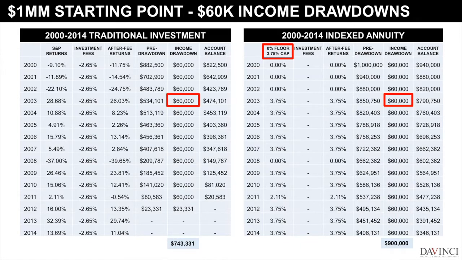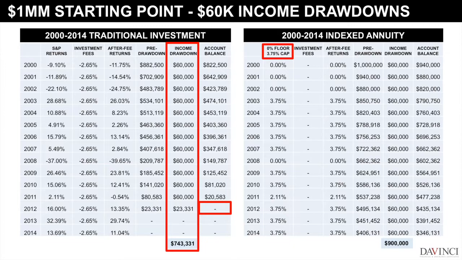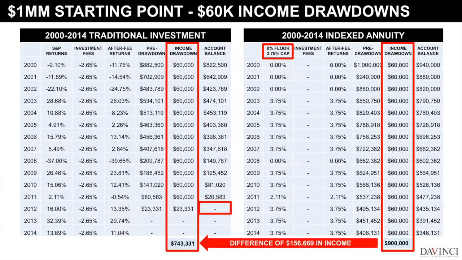Remember, we're pulling out $60,000 per year in retirement income every year in both scenarios also. So here's where your account balance ends up after that year's returns and after pulling out the $60,000 in retirement income. We see here, your account value runs out of money in year 13 in the traditional retirement account, which means the income stops too. Over the course of 15 years, the traditional retirement account only produced $743,000 of income, versus the indexed annuity, which produced $900,000 of retirement income. That's $156,000 in additional retirement income, right? Big difference. Plus with the indexed annuity, there's still an account balance of over $346,000 after the 15th year.